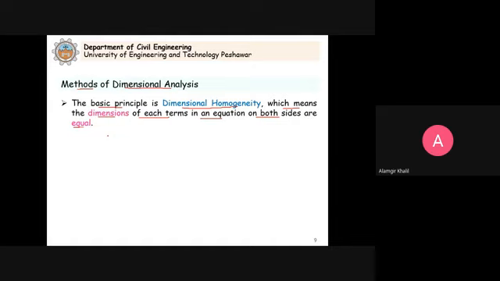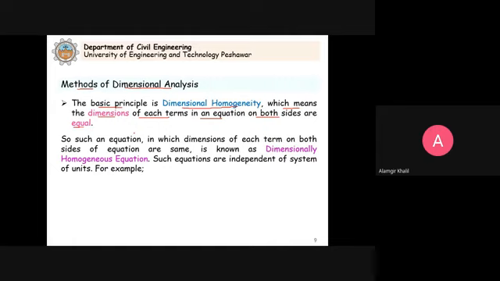You should know what dimensional homogeneity is, which means that the dimensions of each term in an equation on both sides are equal. Such an equation, in which the dimensions of each term on both sides of the equation are the same, is known as a dimensionally homogeneous equation. And as I said, such equations are independent of the system of units.